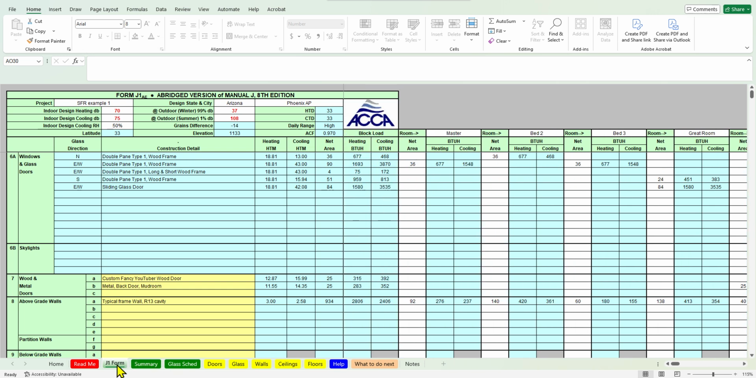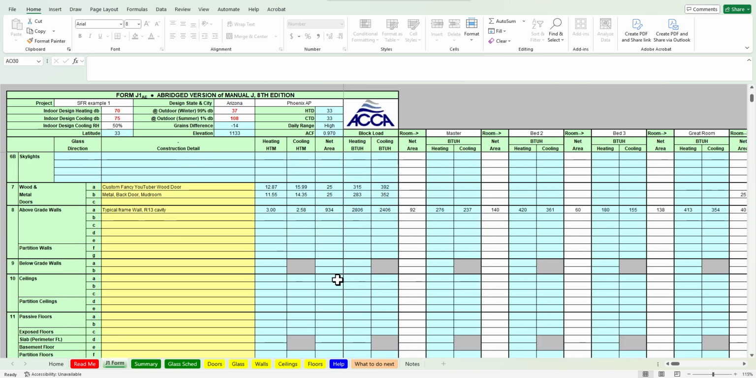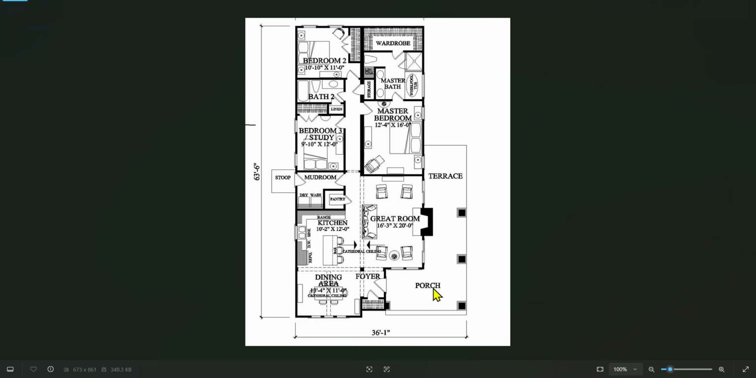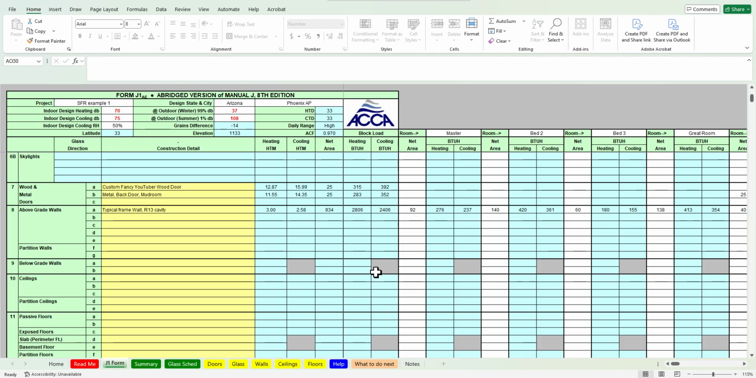So we're on the J1 form tab. We'll go to this section. We don't have any below grade walls or partition walls, not for this particular example. A partition wall, by the way, would be like, for example, separating a garage, and typically a garage is uninsulated. Whereas here, above grade walls, this is referring to exterior walls. For the ceiling, there we are.